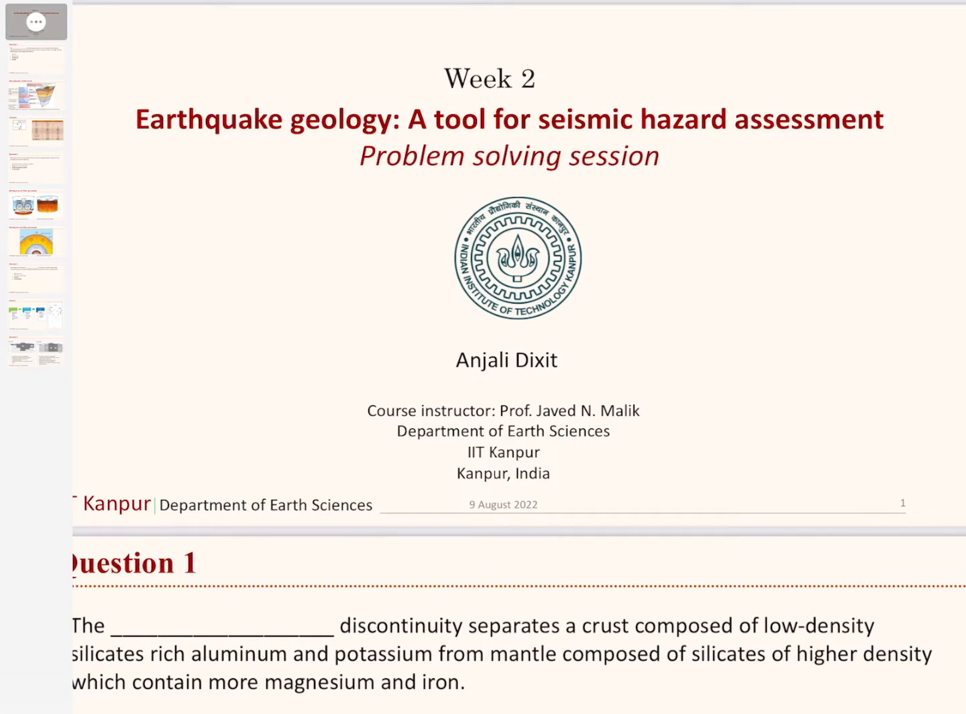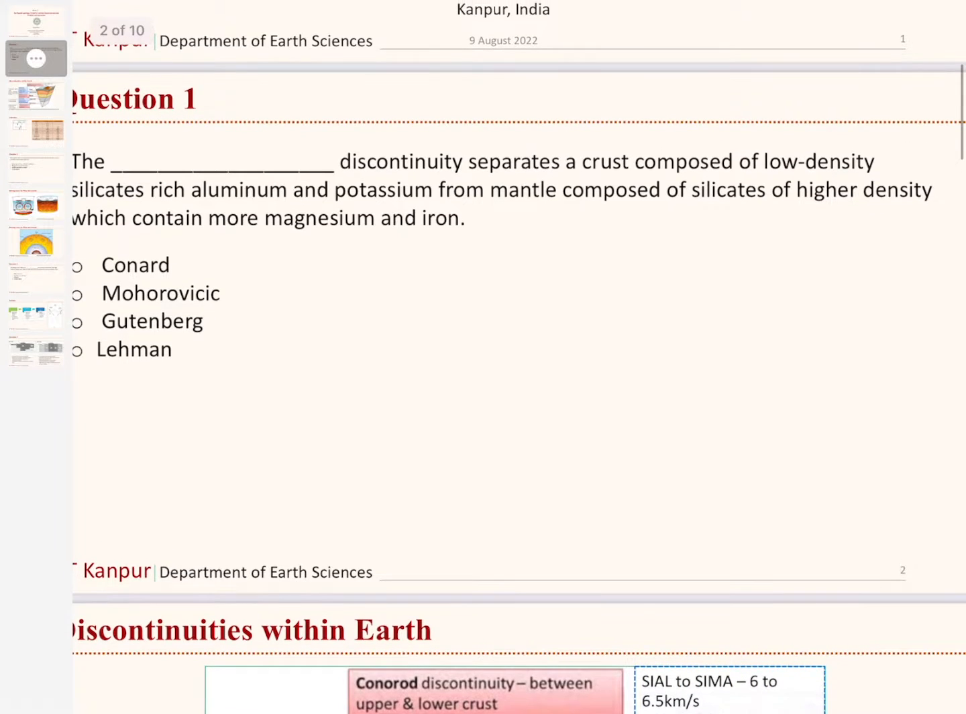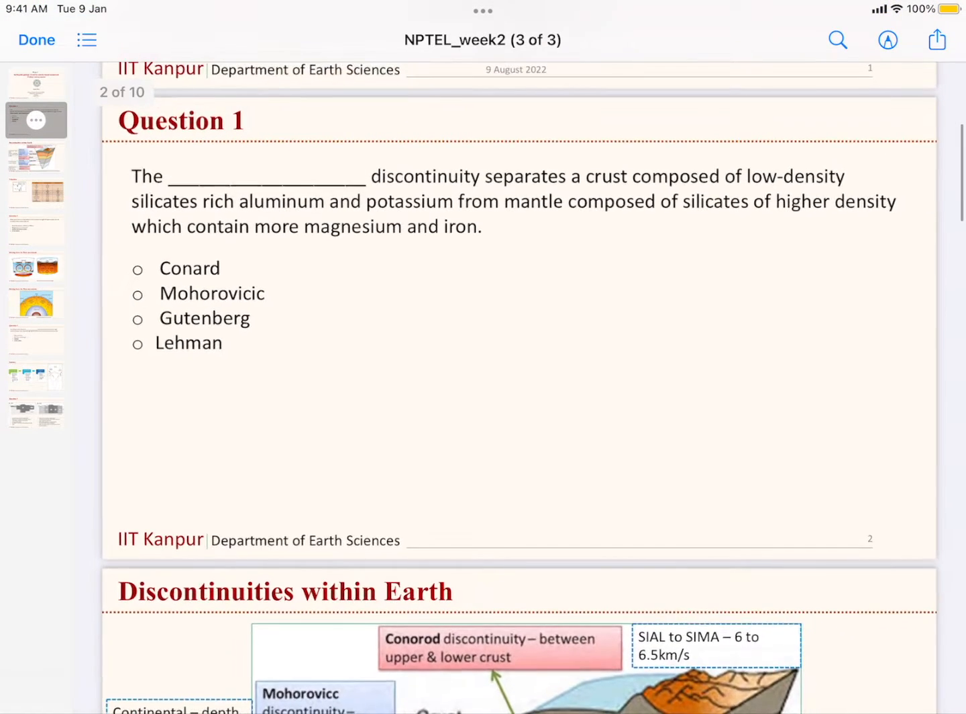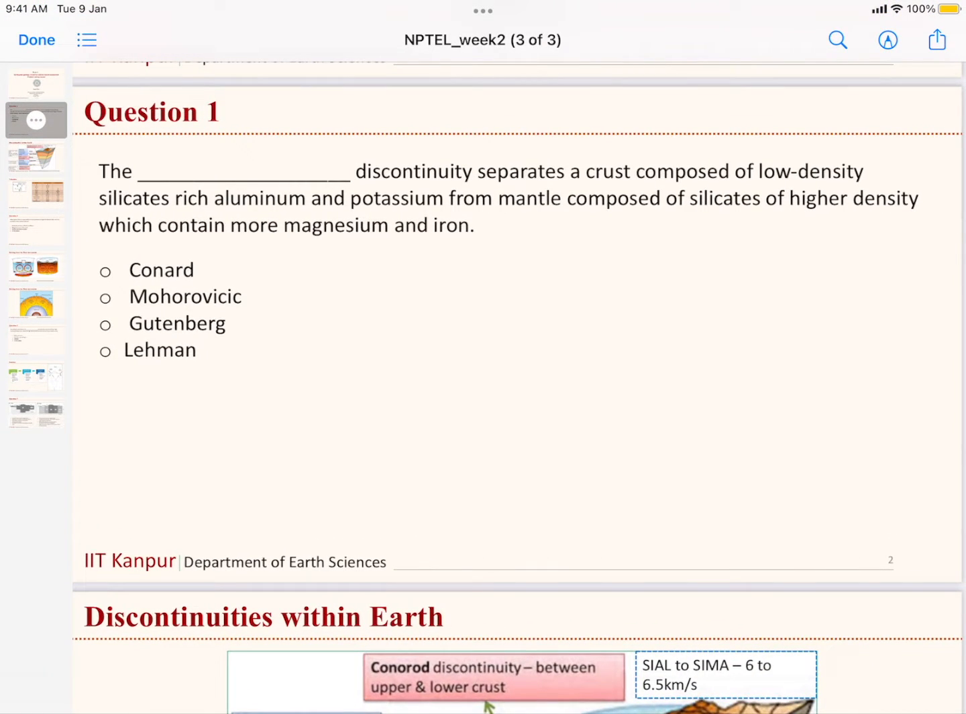Okay, so let's move to the first question, which says that the discontinuity separates a crust composed of low density silicates, rich in aluminium and potassium, from the mantle composed of silicates of higher density which contain more magnesium and iron. So during the last week we have discussed the Earth's internal structure.